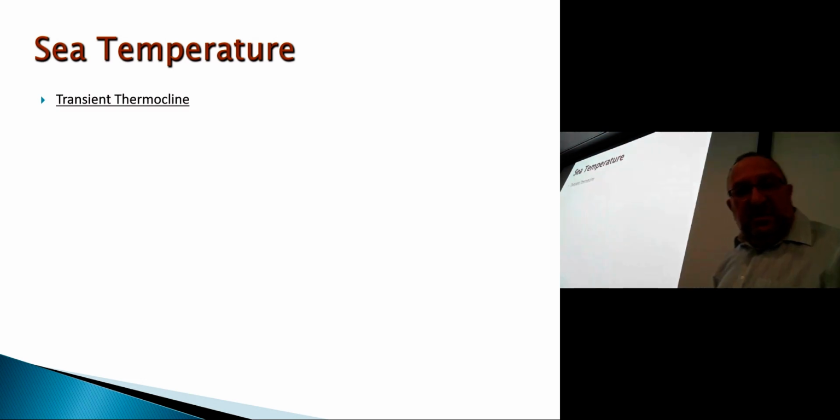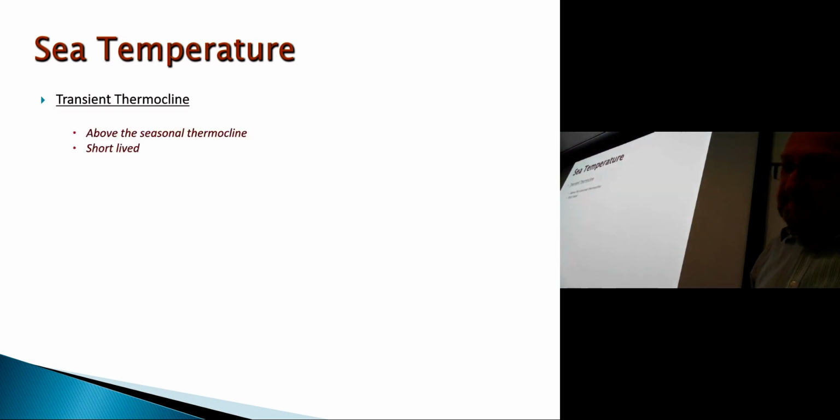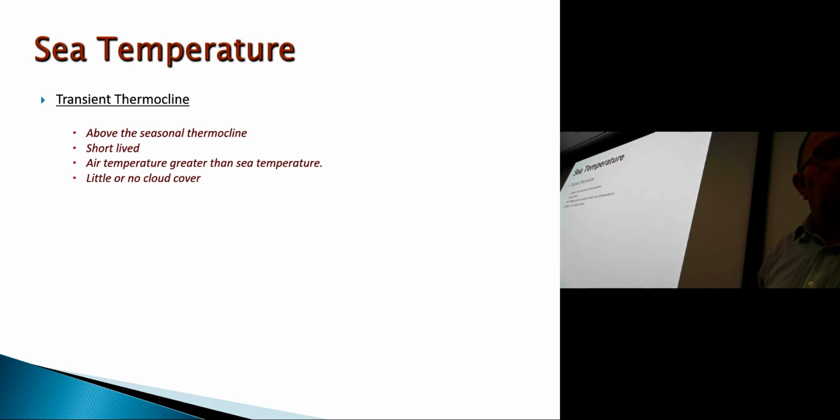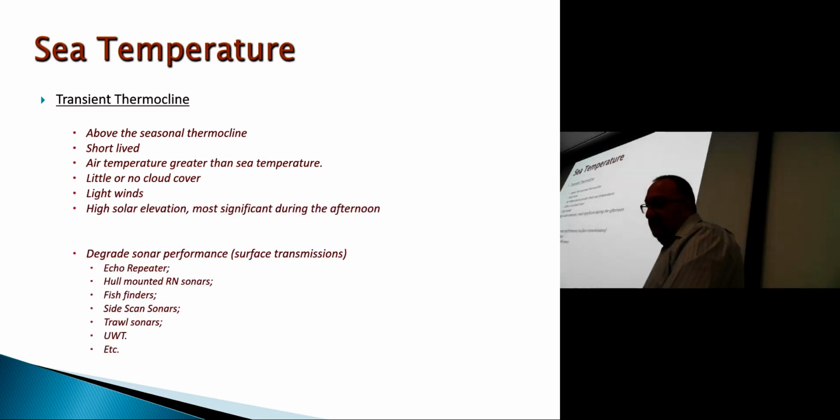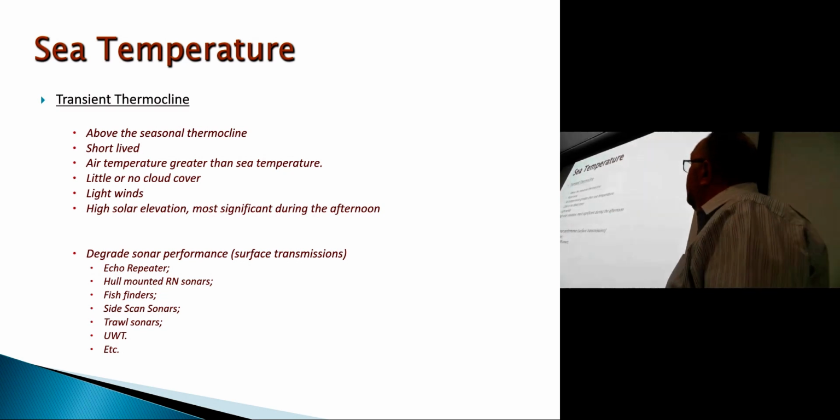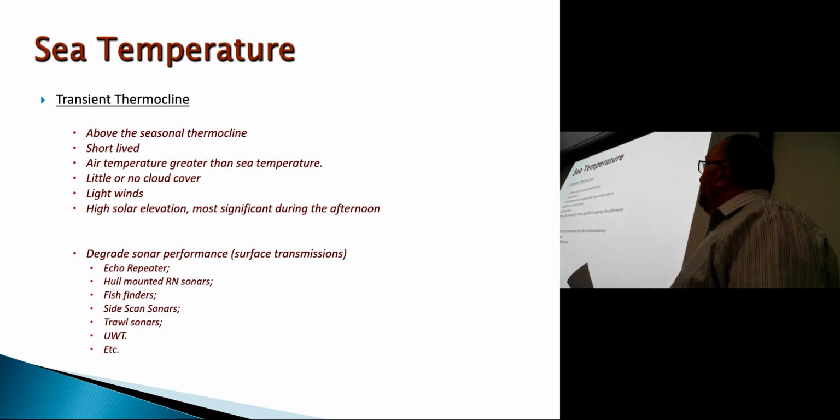So looking at the transient thermocline, let's put it all up. How does it form? It forms, as I said, above the seasonal one, it's short-lived, it needs an air temperature greater than the sea temperature. Very little cloud cover, very light winds, and a high solar elevation, as in it's in the afternoon, hence the name afternoon effect. That's mainly when you'll see it.